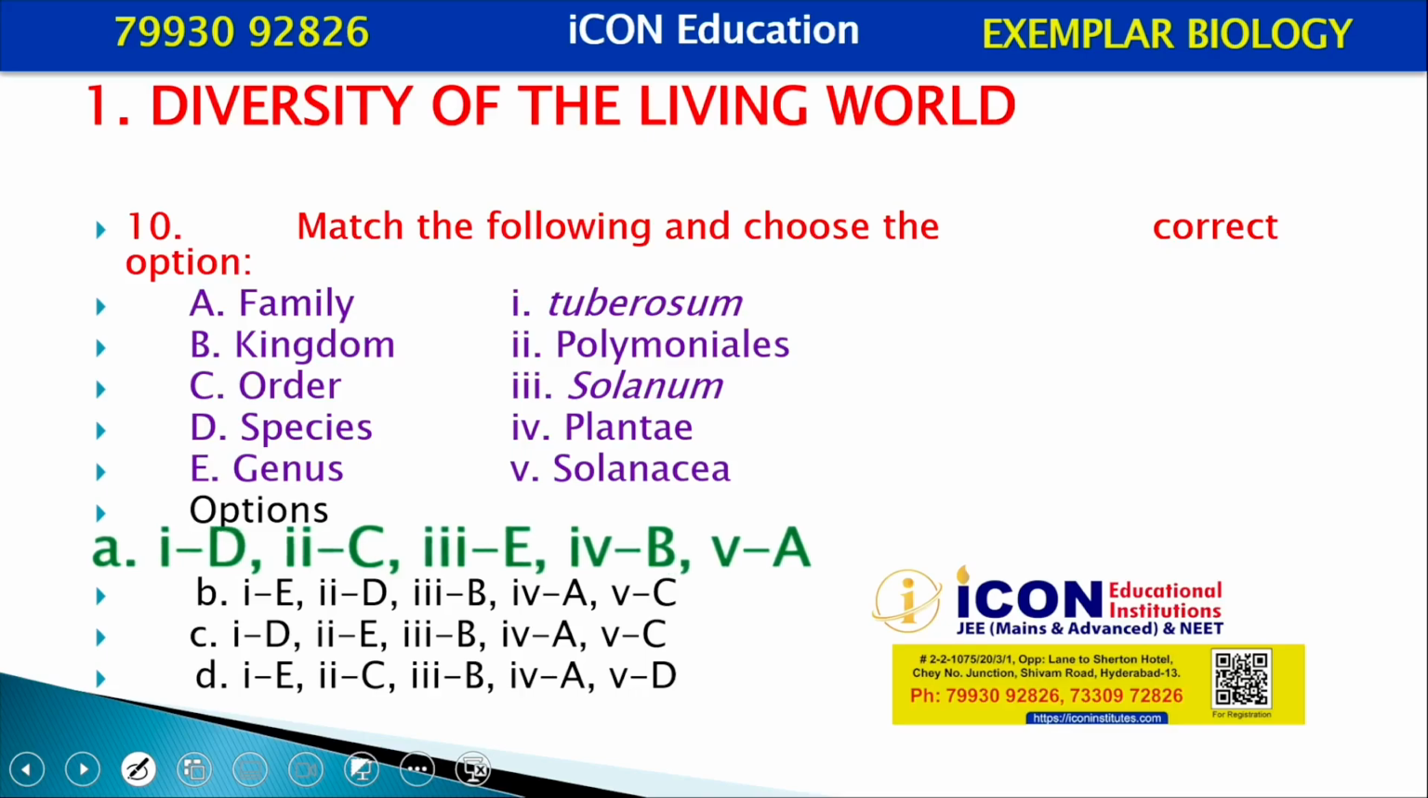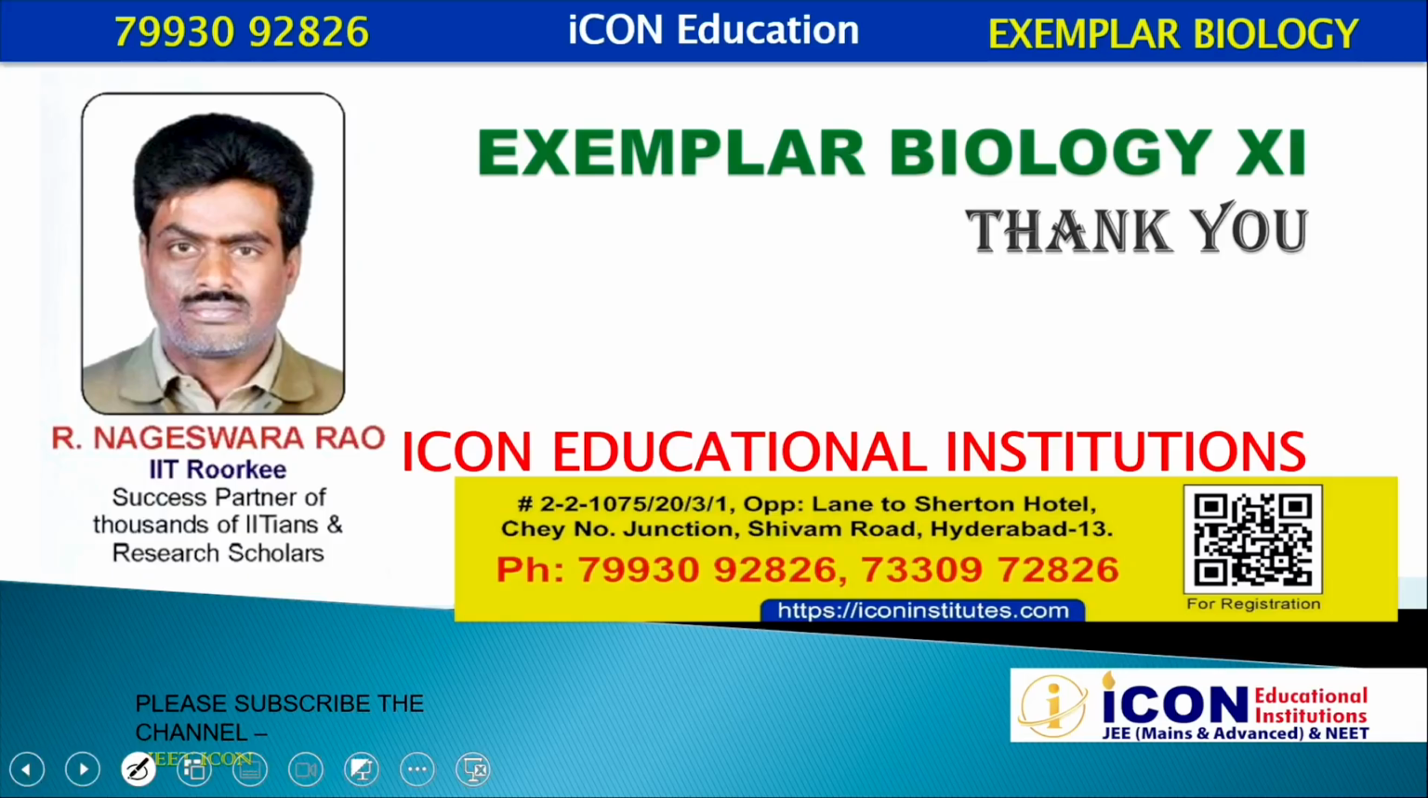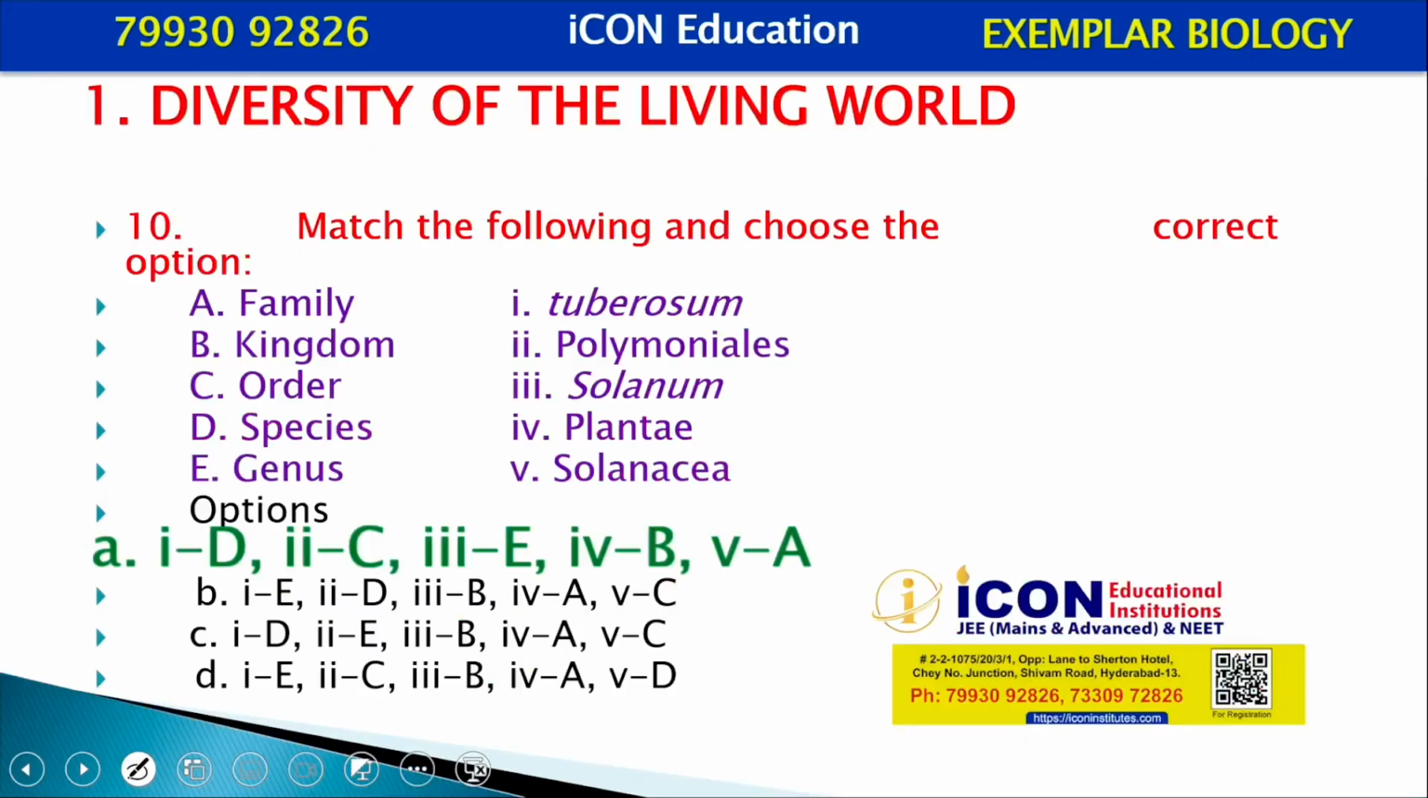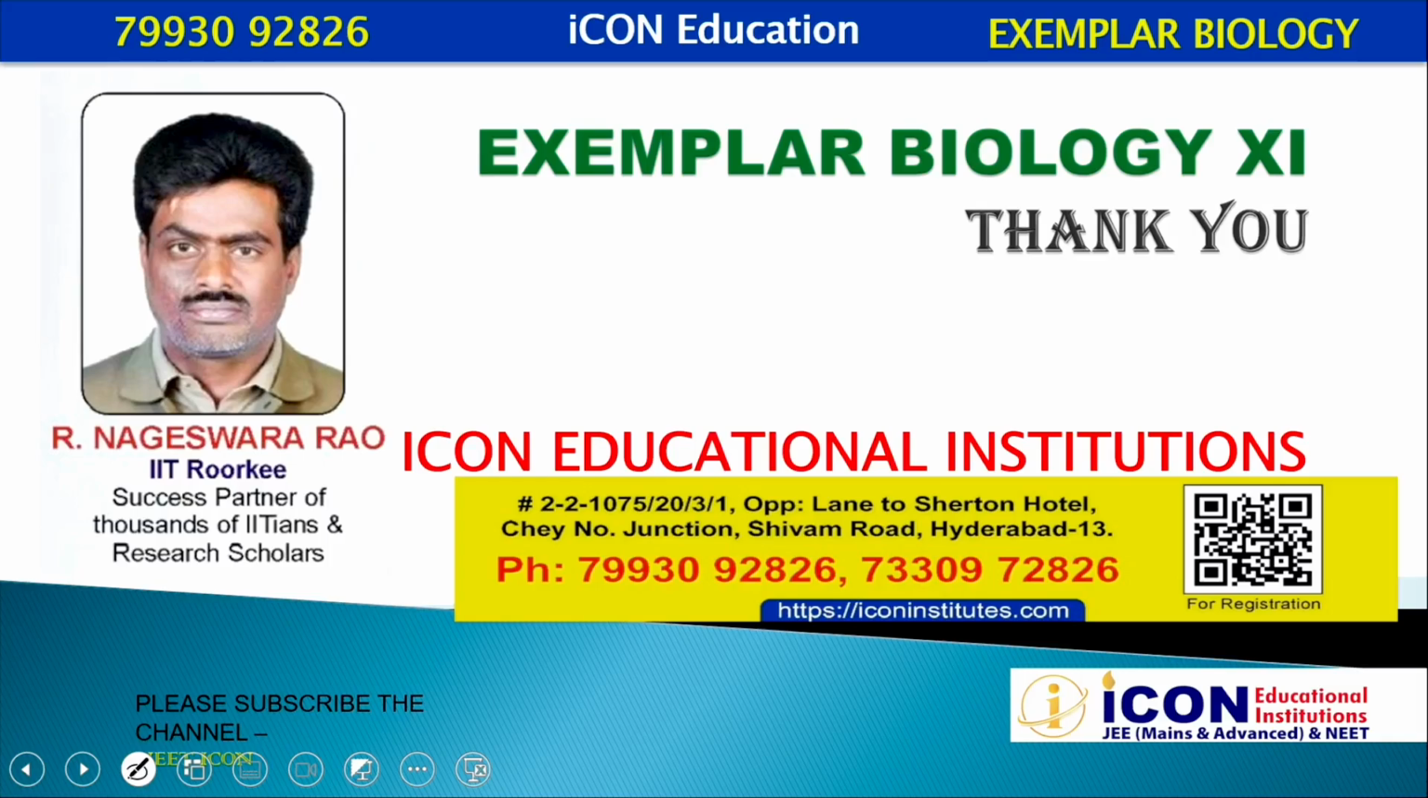First, it will come with tuberosum. Tuberosum is a species. Two, polymoniales is the order. And three, Solanum is the genus. Four, Plantae is the kingdom. Five, Solanaceae is the family.